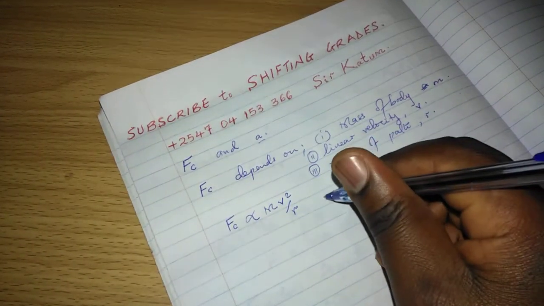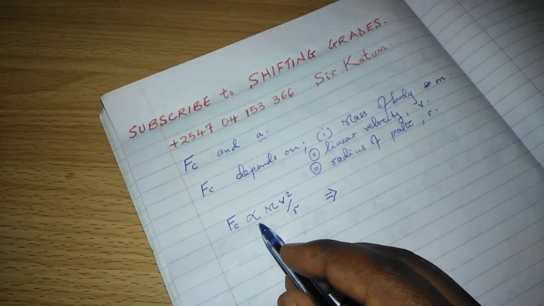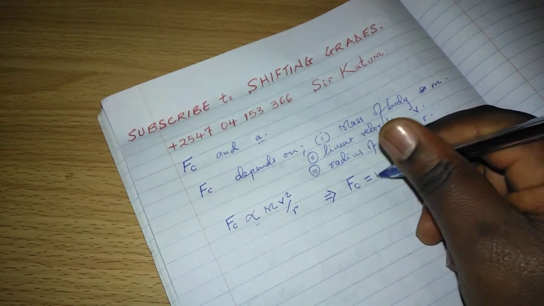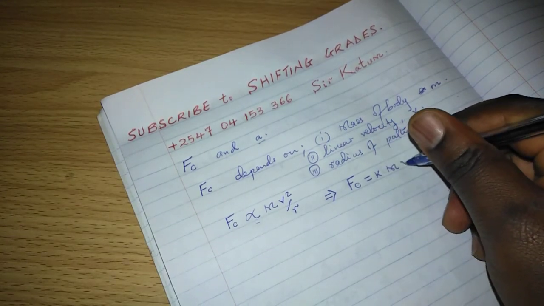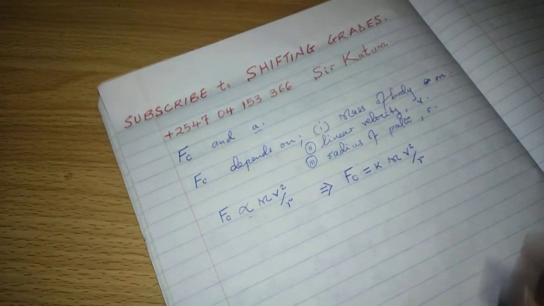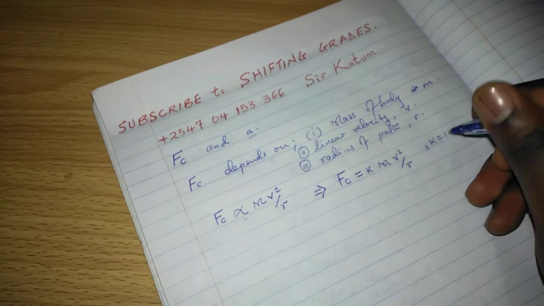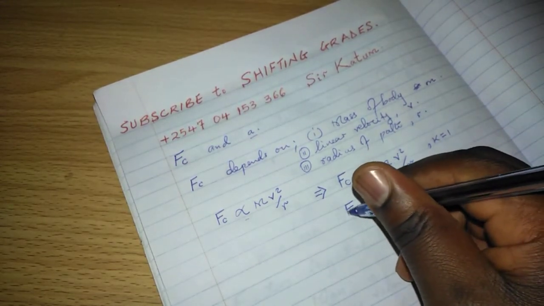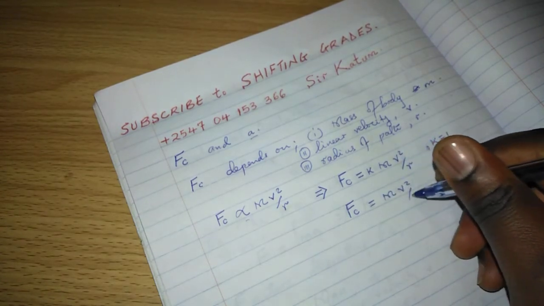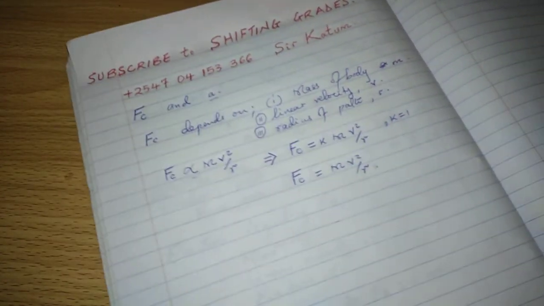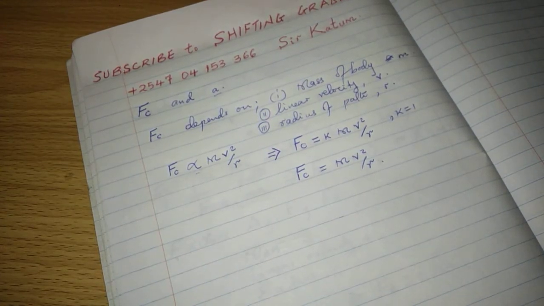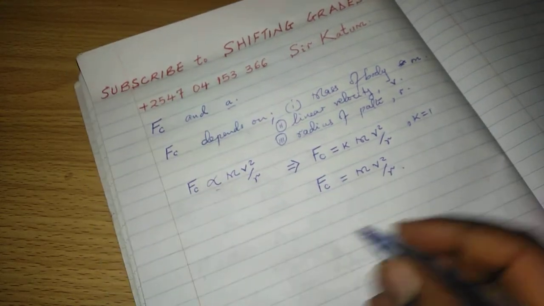Therefore, we can do away with the symbol of proportionality by introducing a constant of proportionality, such that F equals a constant k times m v squared over r. And if we let k be 1, then centripetal force is given by m v squared over r.